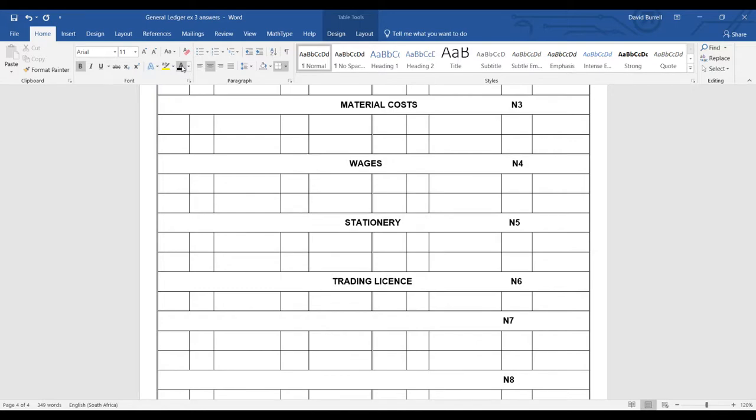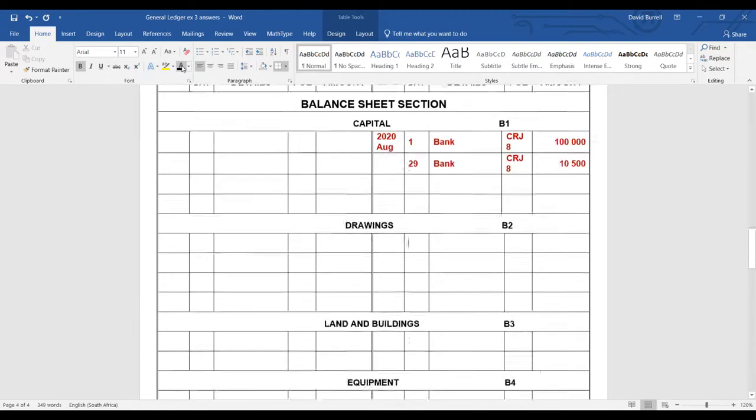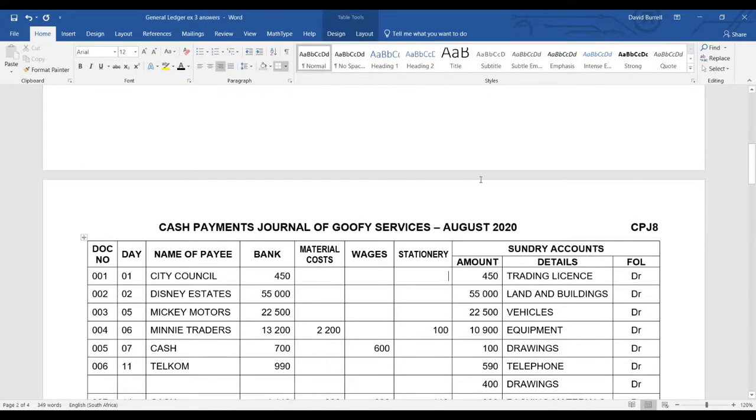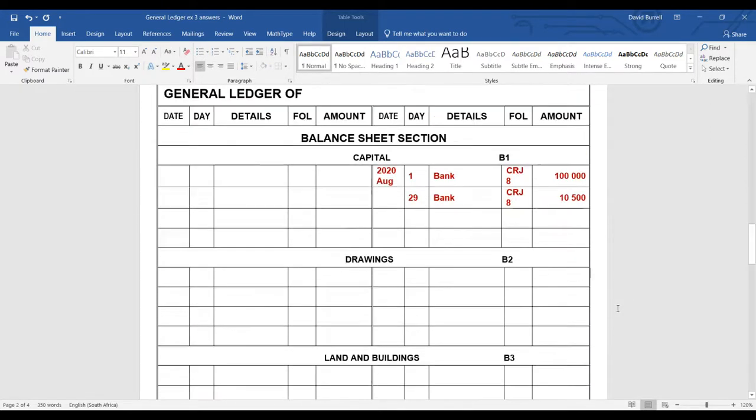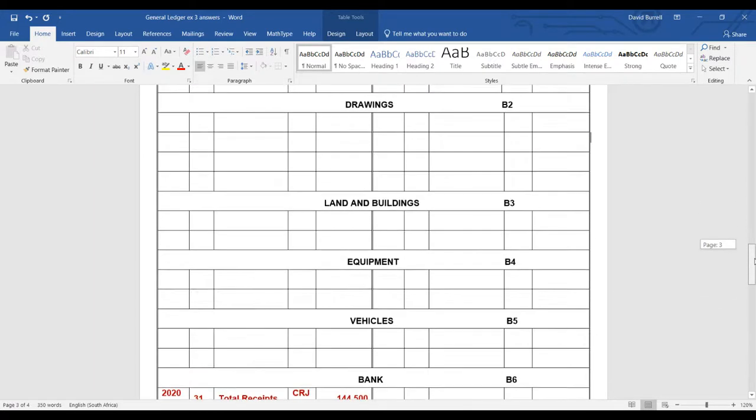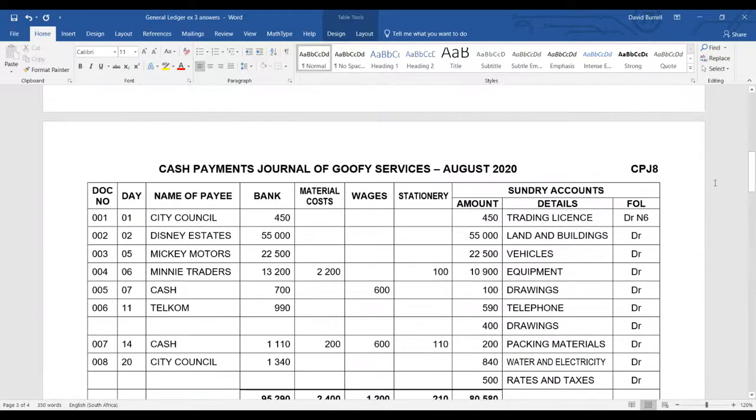Trading license is N6. Now, land and buildings is our next one. That's a fixed asset, so is vehicles, so is equipment. We'll find all of those in the balance sheet section. And there they are. Land and buildings is B3, equipment B4, and vehicles B5.